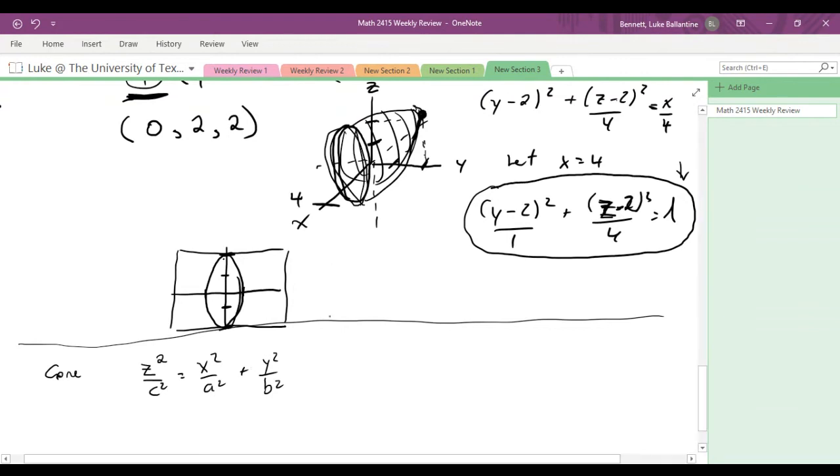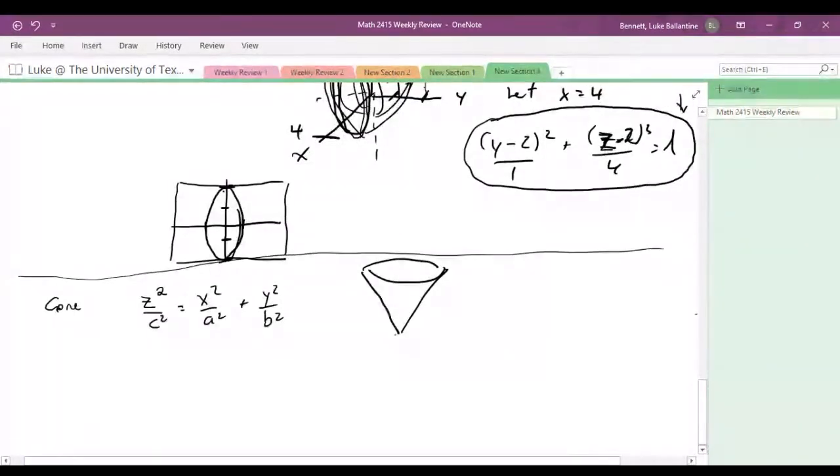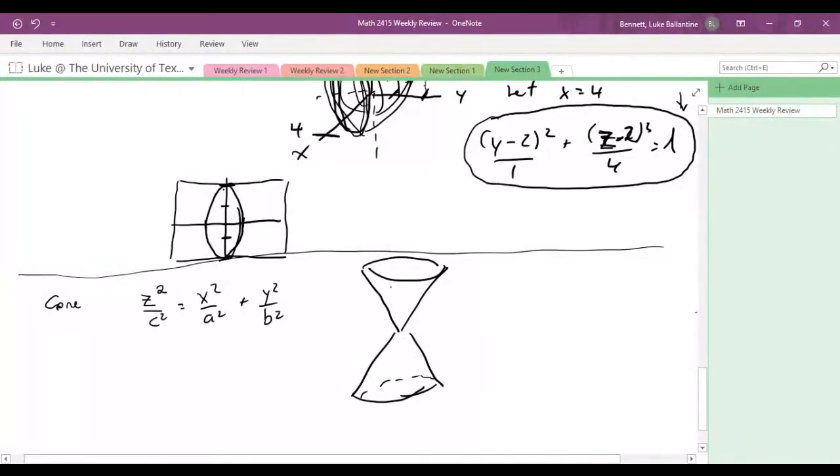And so this would look like this, like this, and like this. And then we have the same sort of traces as we were talking about before. Vertical traces being hyperbolas, horizontal traces being ellipses. Yeah. So cones, not too hard.